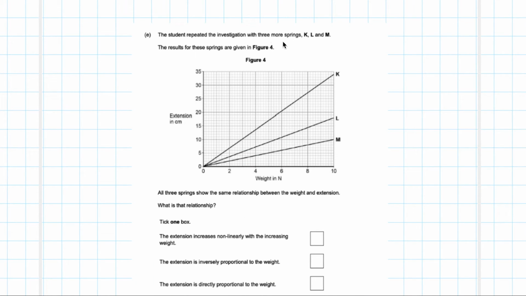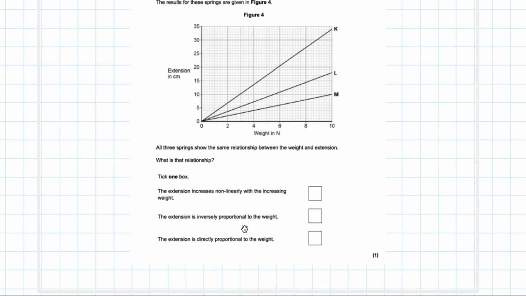A student repeated the investigation with 3 more springs, K, L and M. The results of these are given in figure 4. All 3 springs show the same relationship between the weight and extension. What is this relationship? So here we have extension and weight.